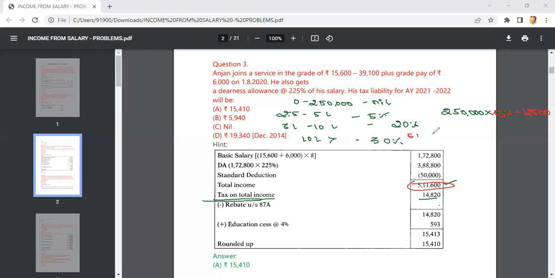The amount is 5,11,600, right? From that, minus 5,00,000, that is this first amount, you will get 11,600. On that, how much percentage is mentioned here? 20%. So do that 20%. You people will be getting the amount of 2,320. Will you get the same?